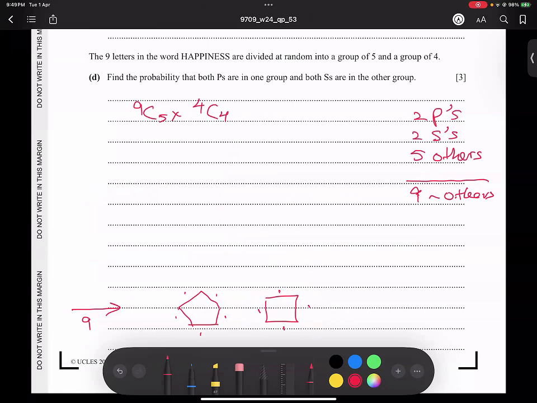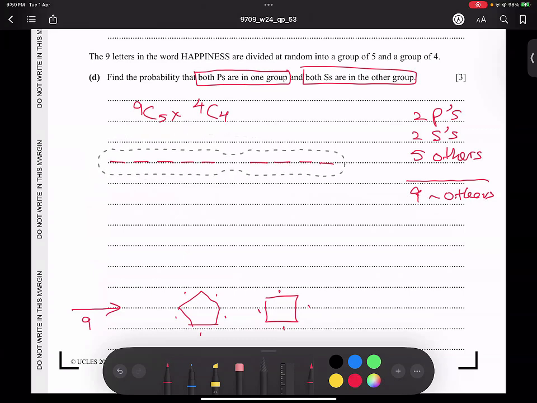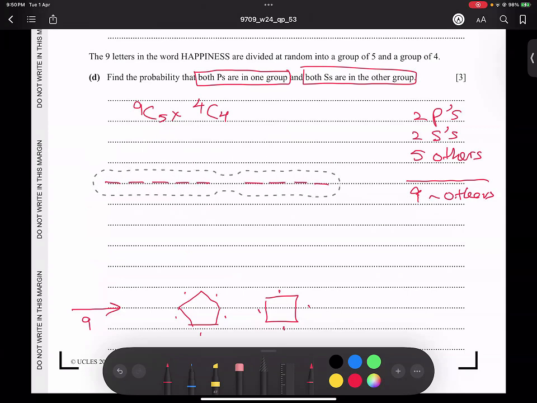So same is here. What is the question asking about? He made a group of 5 and a group of 4. Actually, logically, we can say 1, 2, 3, 4, 5, and 1, 2, 3, 4. So group of 5 and group of 4. So find the probability both P's in one group and both S in the other group. So this is an interesting factor we have. So it means we have two possibilities. Okay, let me copy and paste here. So we have two possibilities.